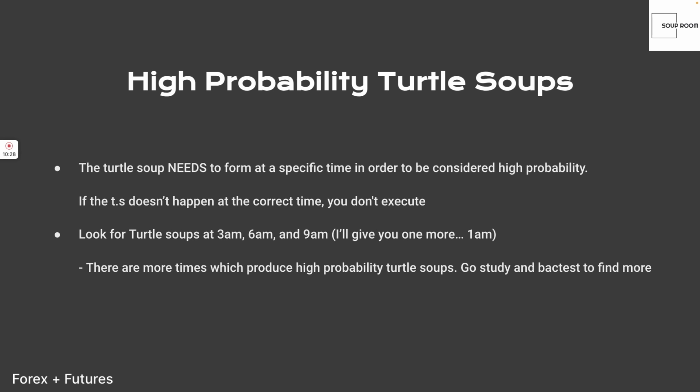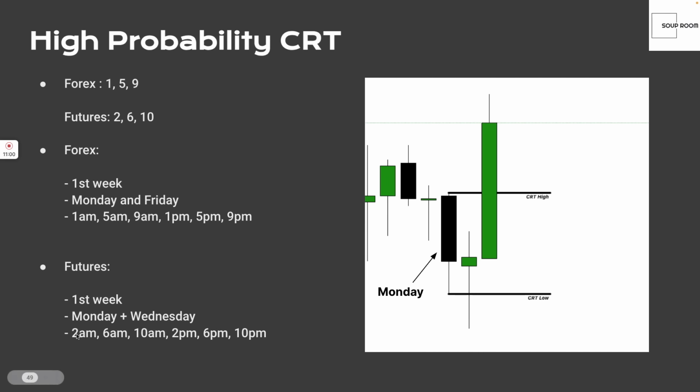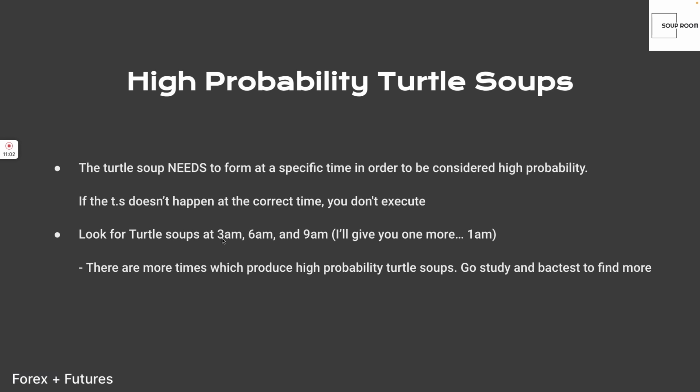Look for turtle soups at 3 a.m., 6 a.m., and 9 a.m. Remember when I told you guys 3, 6, 9. One more that you could be looking for is 1 a.m. There's a lot more high probability CRTs and turtle soups as well. Go backtest, you'll find them, trust me. But for now, I'll leave you with 3 a.m., 6 a.m., 9 a.m., and 1 a.m. This means your CRT ranges, as mentioned before, can form at 2 a.m. and a turtle soup can form at 3 a.m.